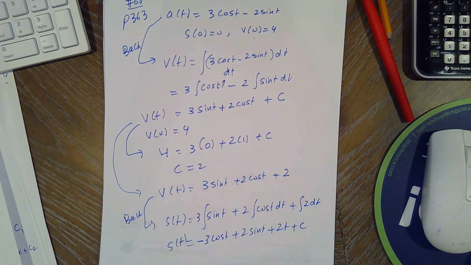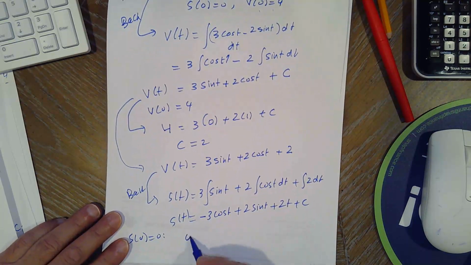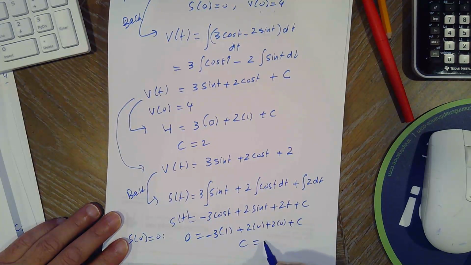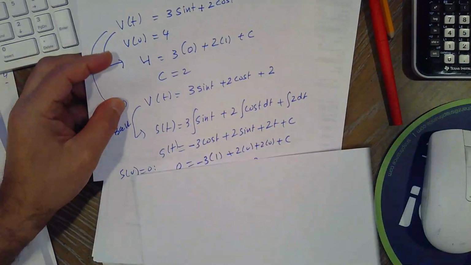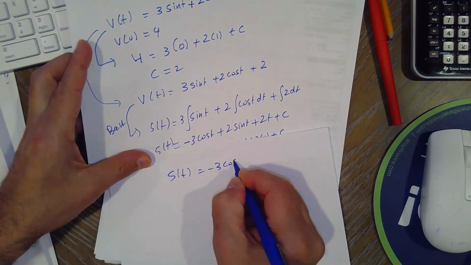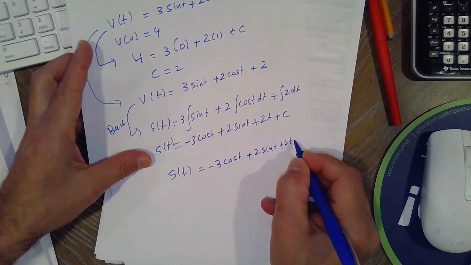But s of 0 equals 0. So we get 0 equals negative 3 times 1 plus 2 times 0 plus 2 times 0 plus c. So c is 3. And let's write our final answer. s of t equals negative 3 cosine t plus 2 sine t plus 2t plus 3.